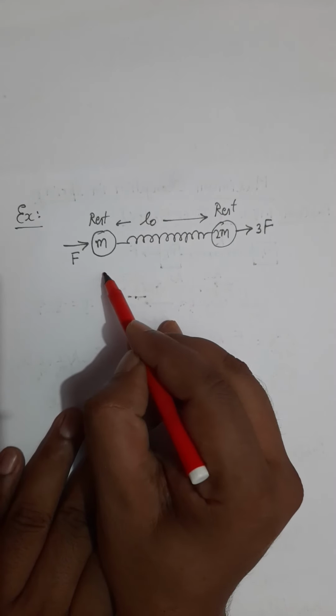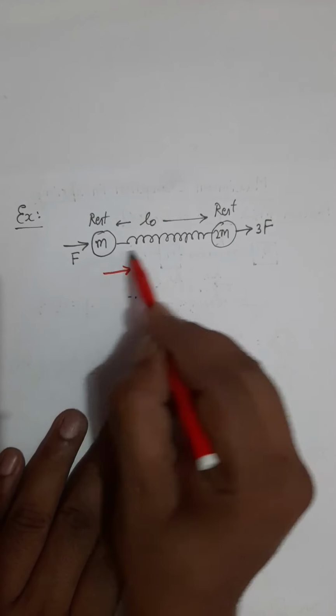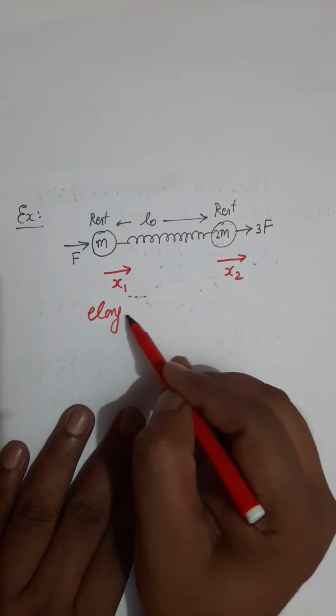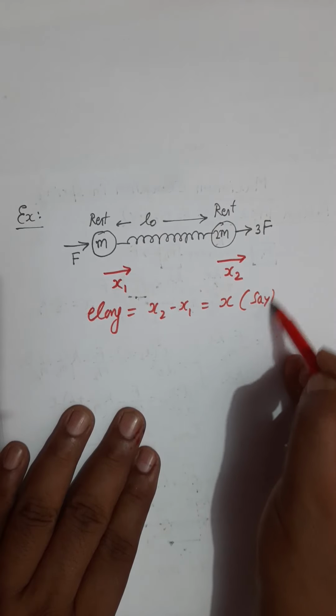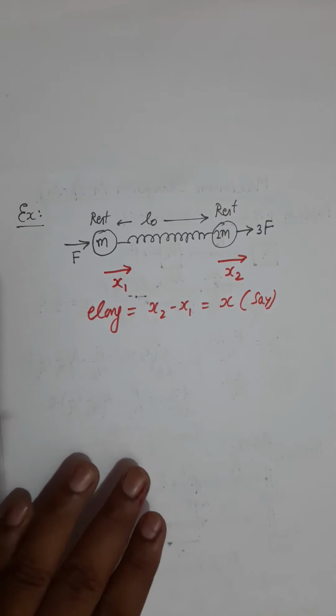As we discussed in the previous concepts, let's say mass m travels forward x1 and mass 2m goes forward x2. Then you can simply write that the elongation will be x2 minus x1, denoted by x. After the spring is elongated, mass 2m will have force 3F on the right hand side and a force by the spring kx on the left side, whereas mass m will have capital F to the right side and a force by the spring on the right side. So these are the forces on both masses.